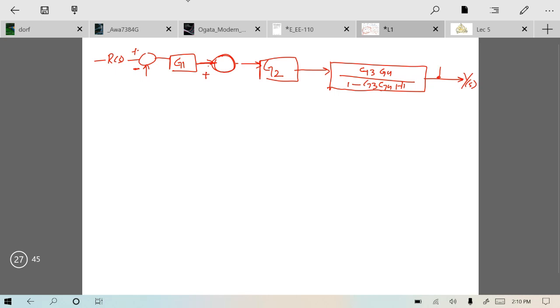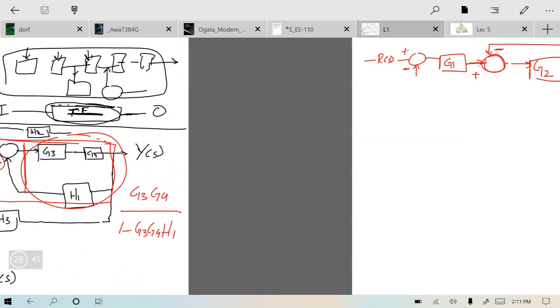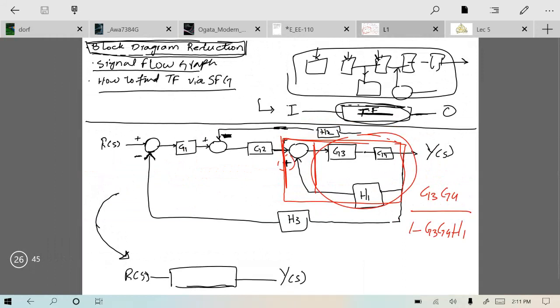And from here we have a signal with feedback loop gain H2 over G4, which is going over here with a negative feedback. So you can see we have slightly reduced our block diagram from this picture to this picture. What change have we made?